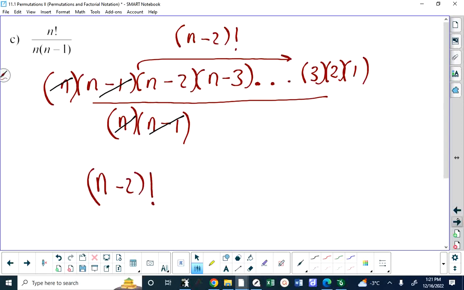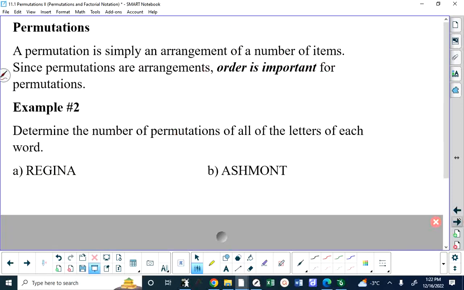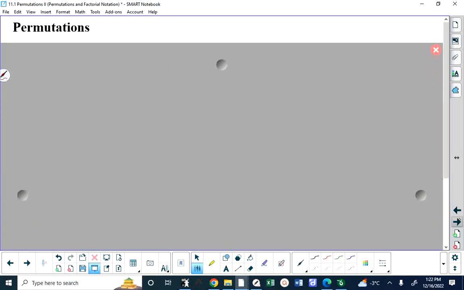And that would be the answer. It's less easy to see this than it was to see the other two. All right, any questions with C? More on factorials in a bit, but in the meantime, let's talk about what a permutation is.